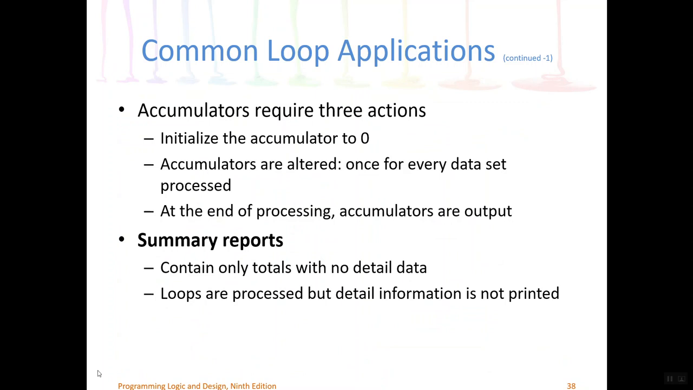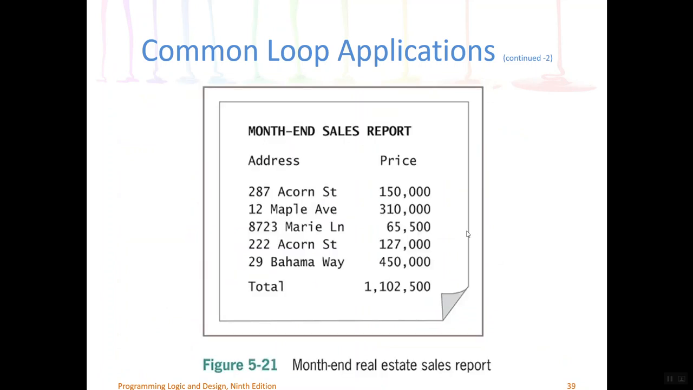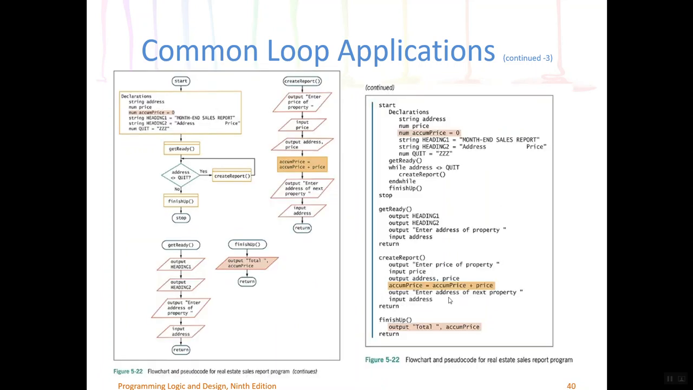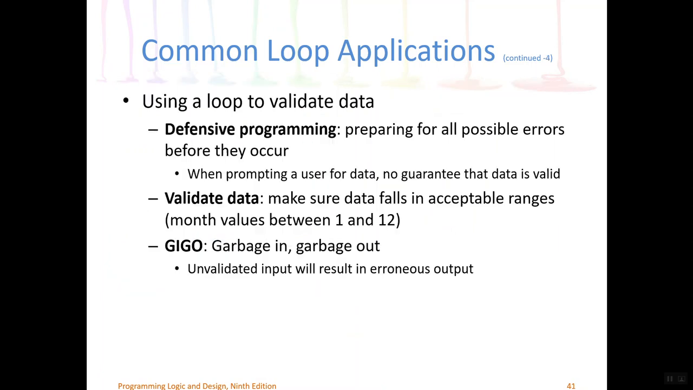A summary report is similar to what we just saw, but we could maybe just show the totals with no detailed data. This one shows the detailed data as well. So that's one application. Another application of using loops is to validate data.